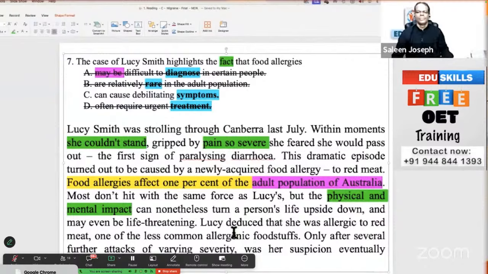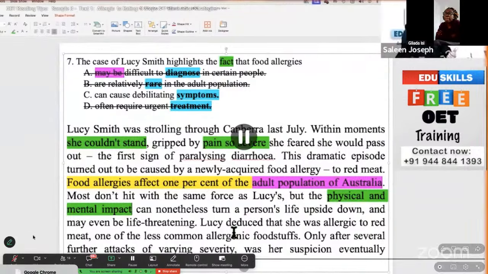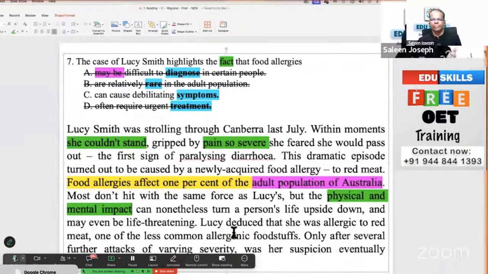So all these are speaking about the symptoms of food allergies. Father, please, I want to ask a question. Yes, Father. Yes, sir. If you remember, if you have attended my previous session, ask me.